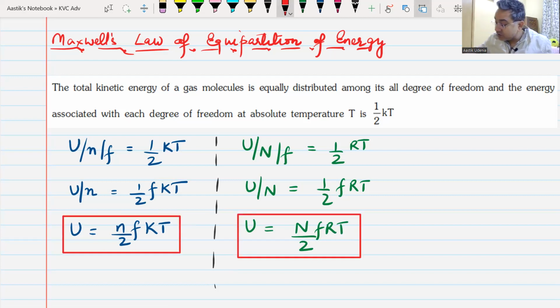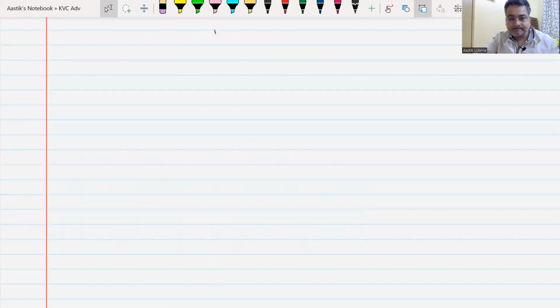Now, whenever we are talking about the energy in this fashion, we are talking about the kinetic energy of the particles in this fashion. Do we understand this? We are not talking about the potential energy, kinetic energy partition. I'll give you 2 minutes to note it down.